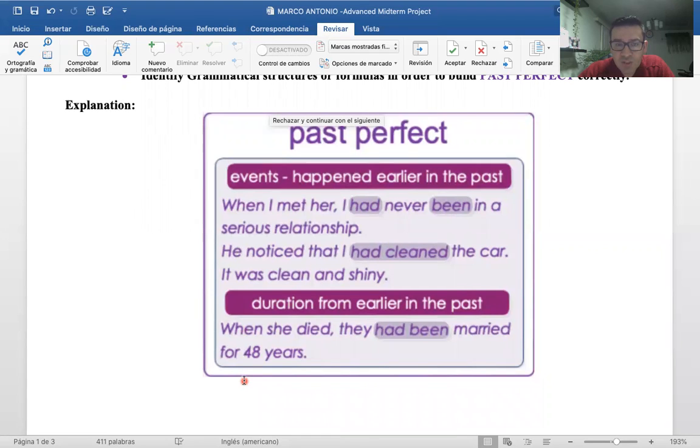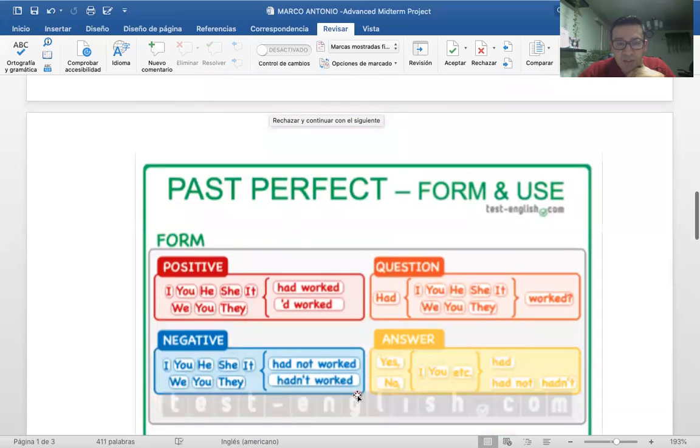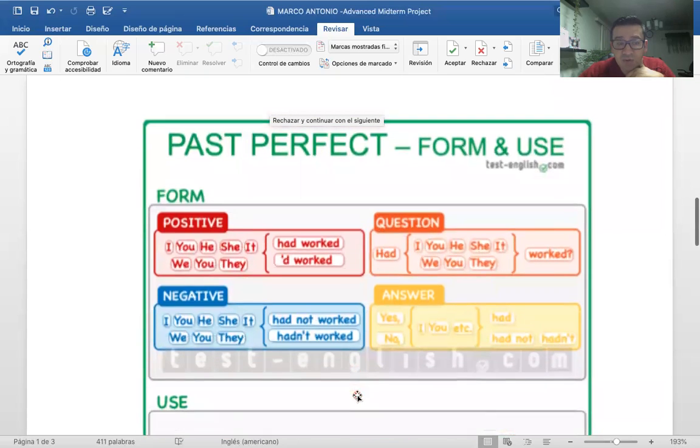And we also use it to specify the duration from early in the past. For example, when she died, she had been married for 48 years. One more time, there was a time, exactly 48 years that they had been married, and then unfortunately she passed away. Both actions are in the past. When she died, it's past simple. They had been married for 48 years, it's past perfect, okay?